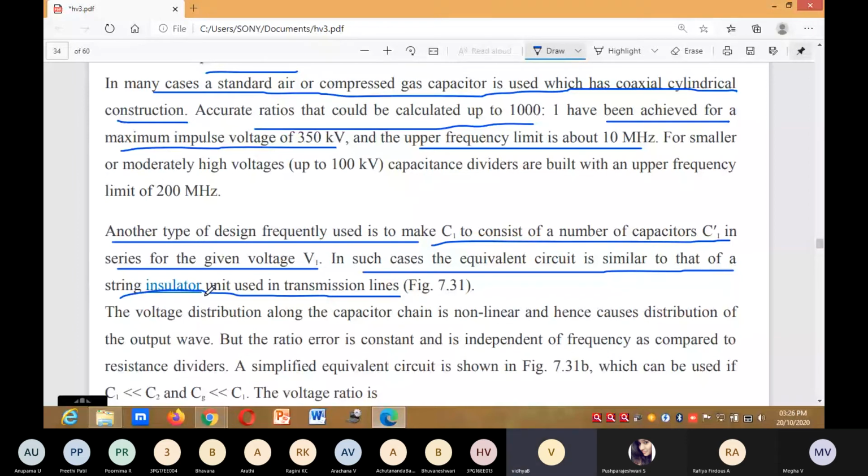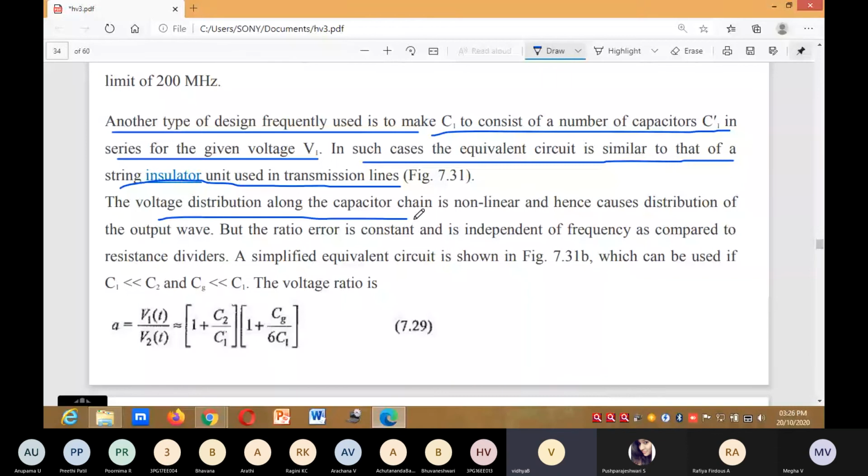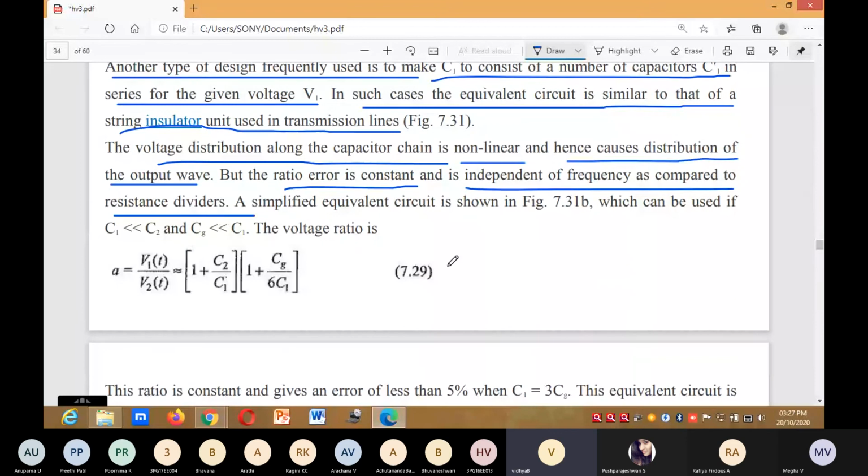Next, the voltage distribution along the capacitor chain is non-linear and hence causes distortion of the output wave. But the ratio here is constant and independent of frequency, as compared to resistance dividers, which can be used if C1 is less than C2 and Cg is less than C1.